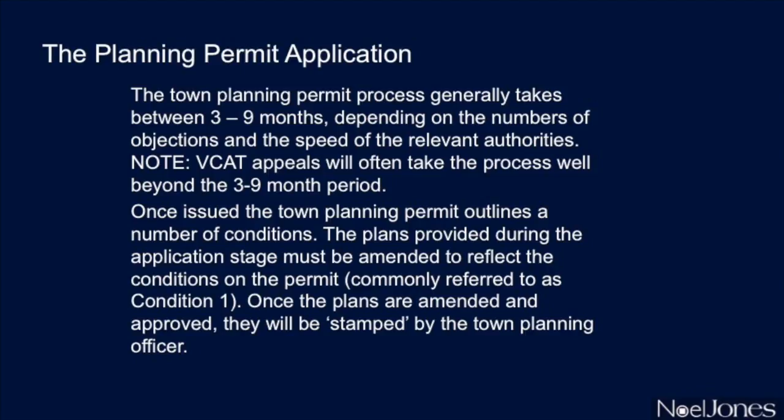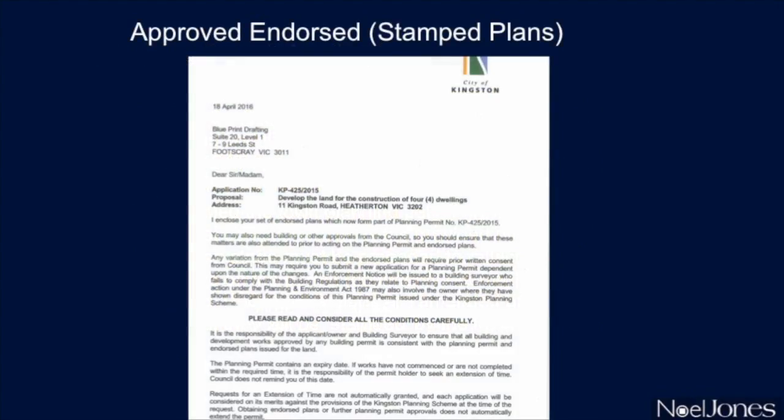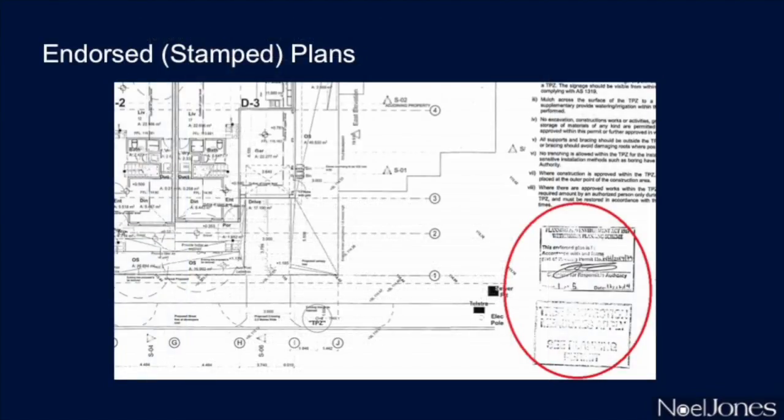Once issued, the town planning permit outlines a number of conditions. The plans provided during the application stage must be amended to reflect the conditions of the permit, commonly referred to as Condition 1. Once the plans are amended and approved, they will be stamped by the town planning officer. The final stage in the town planning approval process is receiving the approved endorsed plans. A cover letter will usually be provided together with the stamped plans. In this image, we can see the official stamp of approval from council.